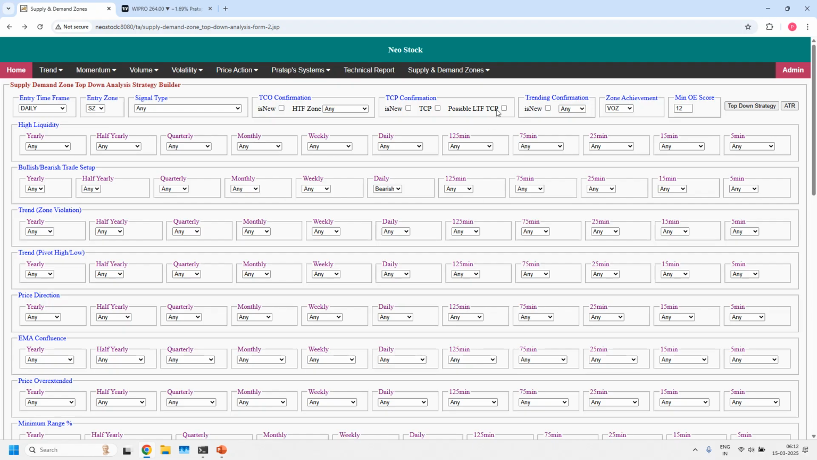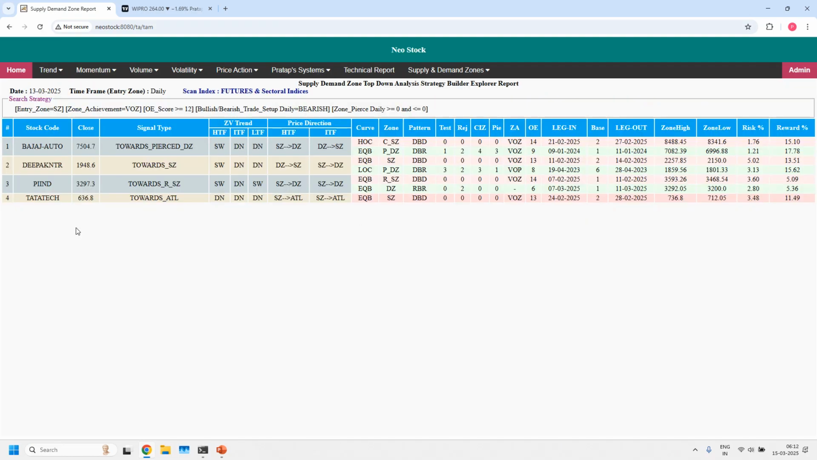Okay. Now all three filters are applied to the daily supply zone, and we also changed the bullish or bearish trade setup on daily time frame to bearish, because now we are selecting bearish trade setup for monthly income trade. Monthly income trade, bearish trade setup, entry time frame is the daily supply zones. Okay, now let's generate the report. So now we got 4 stocks which are supporting bearish trade setup for monthly income trade.